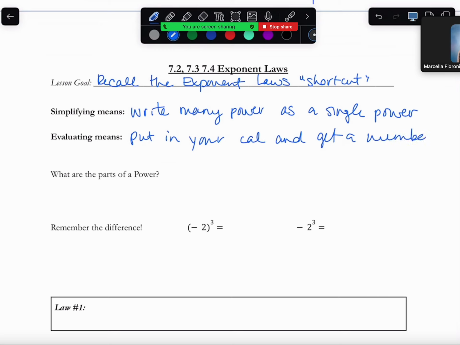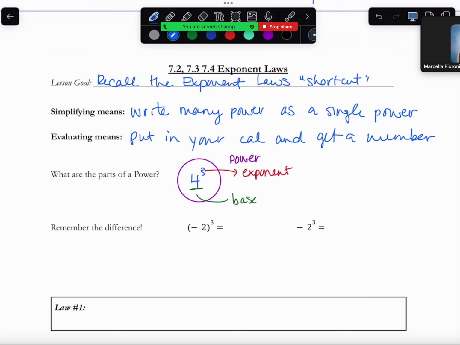What does that mean? Okay, let's go over the anatomy of a power. Let's say I have 4 to the power of 3. This whole entire thing is called a power. And there are two parts to a power. Inside a power, there is a base. In this case, the base is 4. And there's also an exponent. But the whole thing is called a power.